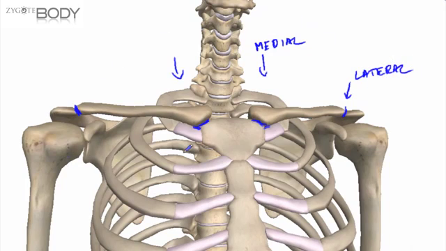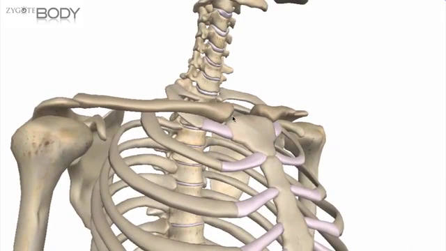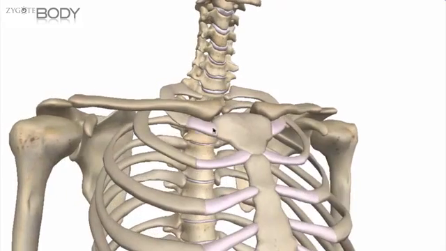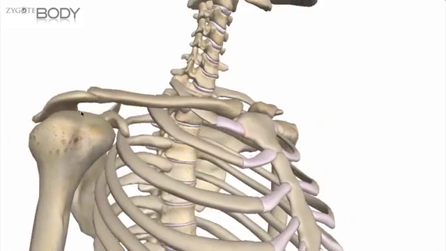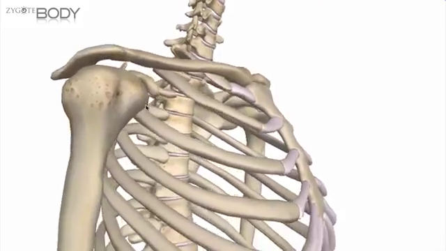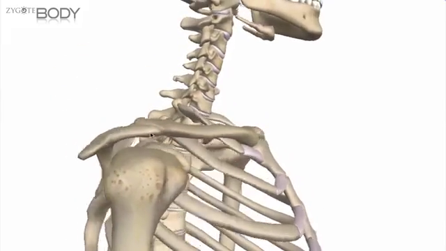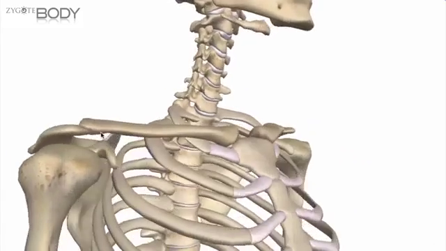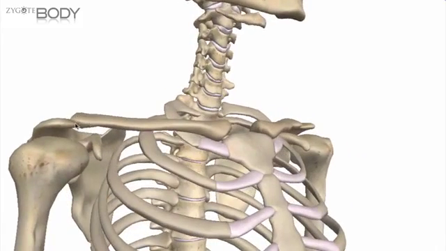Now I'm going to clear this out so I can show you on the 3D model. As you can see here, there is articulation of the collarbone or the clavicle with the manubrium of the sternum right here and the first costal cartilage. And here you can clearly see this process of the scapula is articulating with the acromial side of the clavicle.